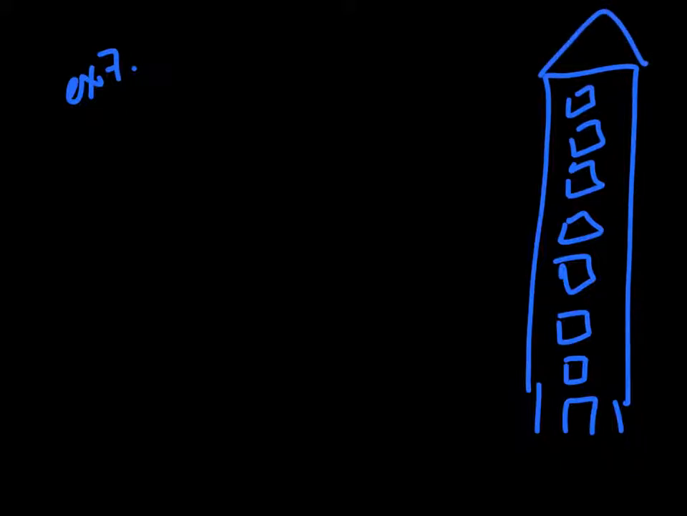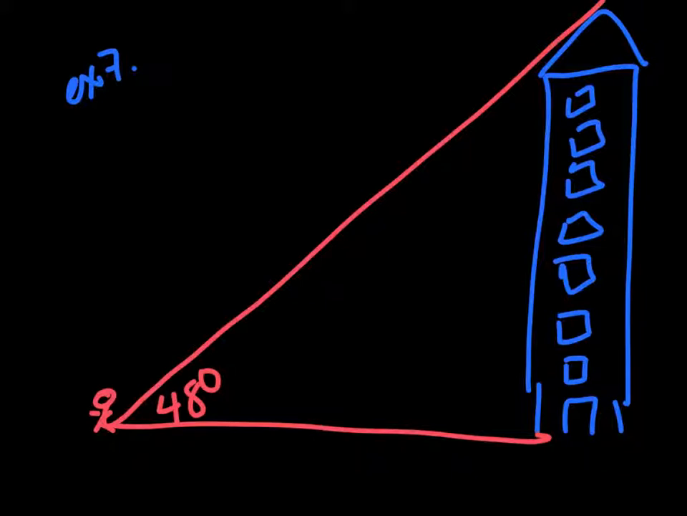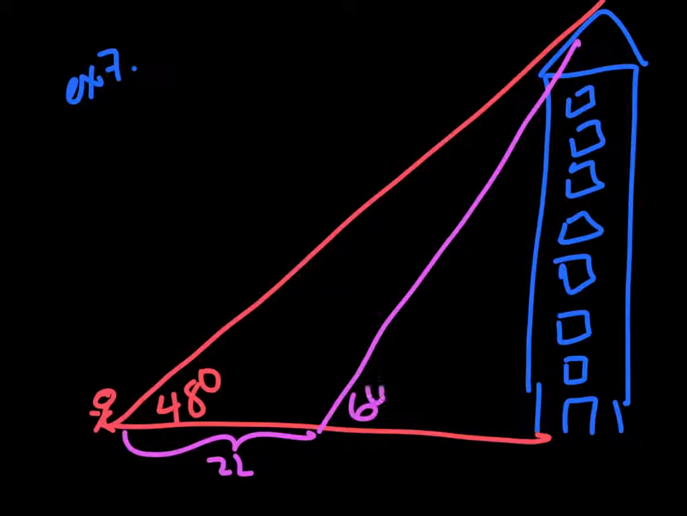My angle of elevation, so if I'm standing out here, my angle of elevation to the top of the building is 48 degrees. If I move in 22 feet, my angle of elevation changes, and now that's 64 degrees. I want to know how tall the building is. So I'm also going to label this down here Y, because this is one way that we can do this. So I want you to take a minute and copy this down.